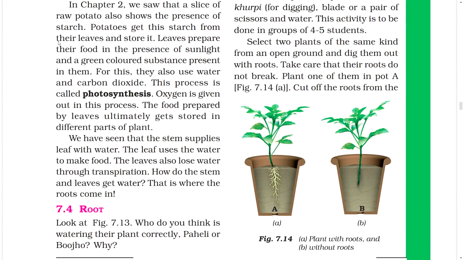We have seen that the stem supplies the leaf with water. The leaf uses the water to make food. The leaves also lose water through transpiration. How do the stem and leaves get water? This is where the roots come in.